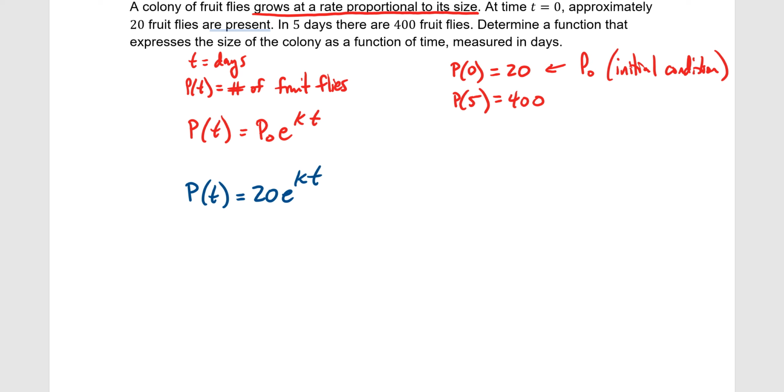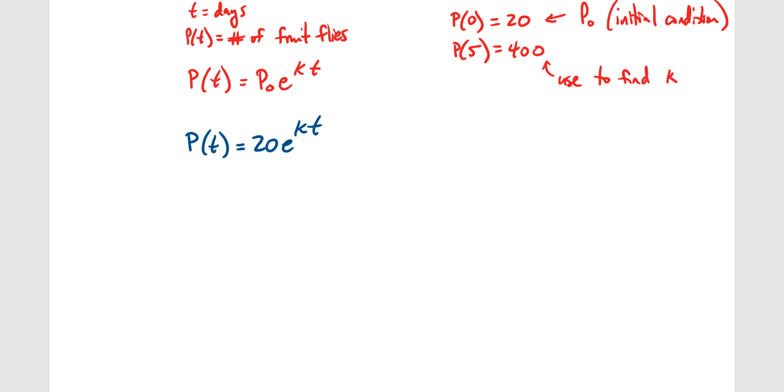But now we also need to find k. So we need to find k using this other condition, P of 5 equals 400. So this time we have two conditions. We have the initial condition, and we also have another condition that we use to find k. So let's go ahead and plug that in. P of 5 equals 400. So that's 400 equals 20 e to the 5k, plugging in 5 for t. And now we have to solve this for k. Divide both sides by 20. 400 divided by 20 is 20.